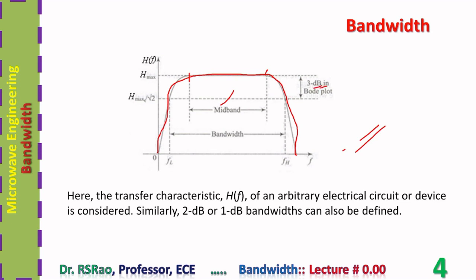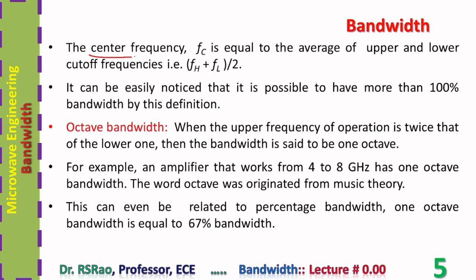If the fall is 3 dB, at this fall there exist two points. One point is on the lower end, another point is at the upper end. Lower end point frequency is specified by FL, upper side frequency by FH. The distance between these two is bandwidth, the 3 dB band. As already mentioned, one can define 2 dB, 1 dB bandwidths in the same way. The center frequency FS is equal to the average of upper and lower cutoff frequencies, (FH plus FL) by 2. It can be easily noticed that it is possible to have more than 100% bandwidth by this definition.